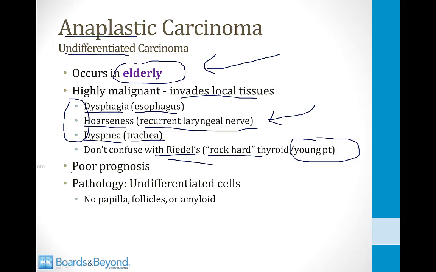Anaplastic carcinoma carries a poor prognosis, and on pathology, you will see undifferentiated cells. Basically, there are cells that will not form papillae, like papillary carcinoma. They won't form follicles, like follicular carcinoma, and you won't see any amyloid or other features to suggest medullary carcinoma. And that concludes our module on thyroid cancer.